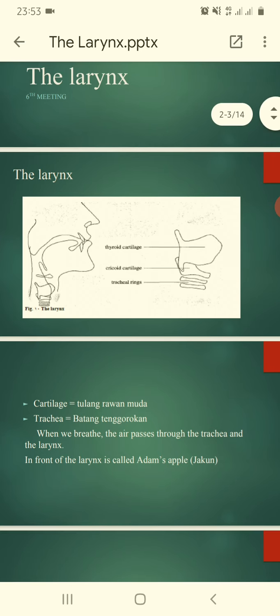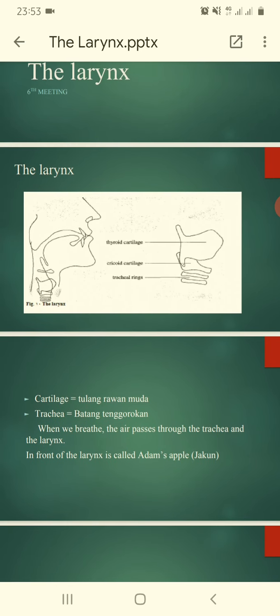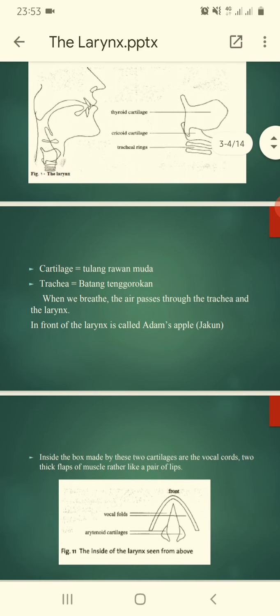The larynx, thyroid cartilage, cricoid cartilage, tracheal rings, cartilage, tulang rawan muda, trachea, batang tenggorokan. When we breathe, the air passes through the trachea and the larynx. In front of the larynx is called Adam's apple.